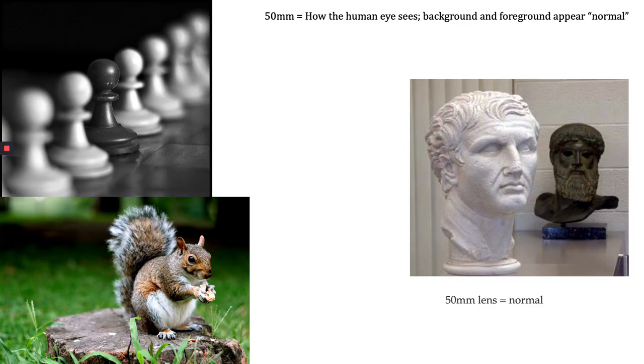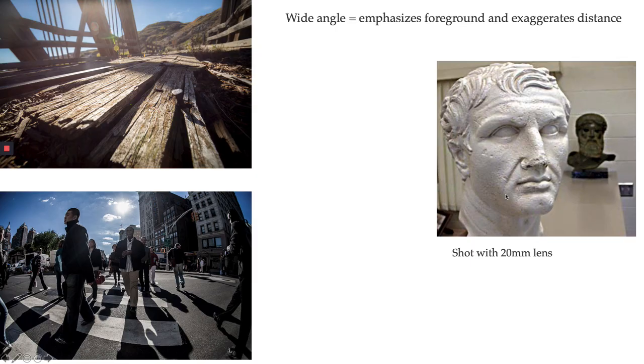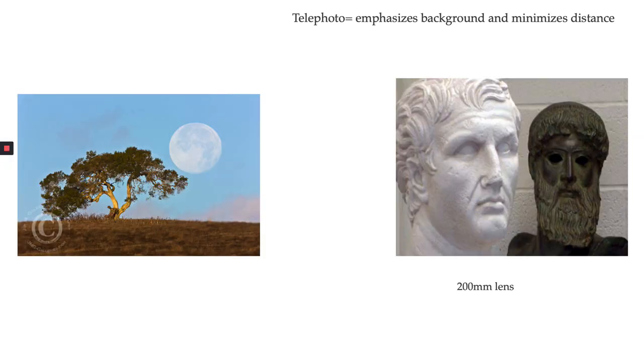Here you see the same shot of the two sculptures we have in the humanities department, emphasizing more of the foreground and exaggerating the distance between them. But again, the question is, what effect do you want to have? Do you want to exaggerate the foreground and the distance, or do you want to lessen that? Whereas a wide-angle lens will exaggerate distance, a telephoto lens will compress it.